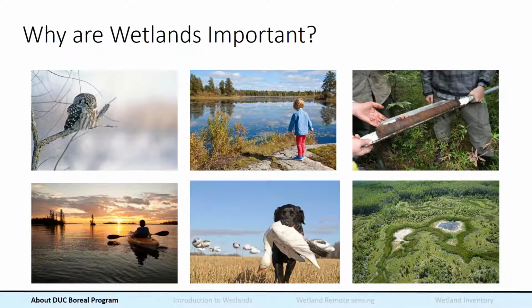So why are wetlands important? The boreal forests of Canada consist of a vast mosaic of forests, lakes, rivers, and wetlands that cover more than 1.3 million square kilometers of Canada. 85% of Canada's wetlands are located in the Boreal, providing critical ecosystem services such as water filtration and storage, carbon sequestration, and habitat, as well as traditional cultural practices.